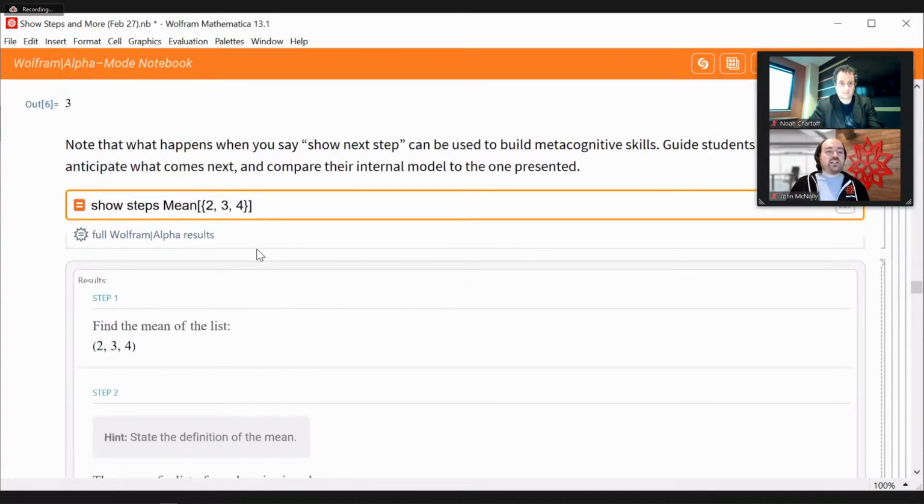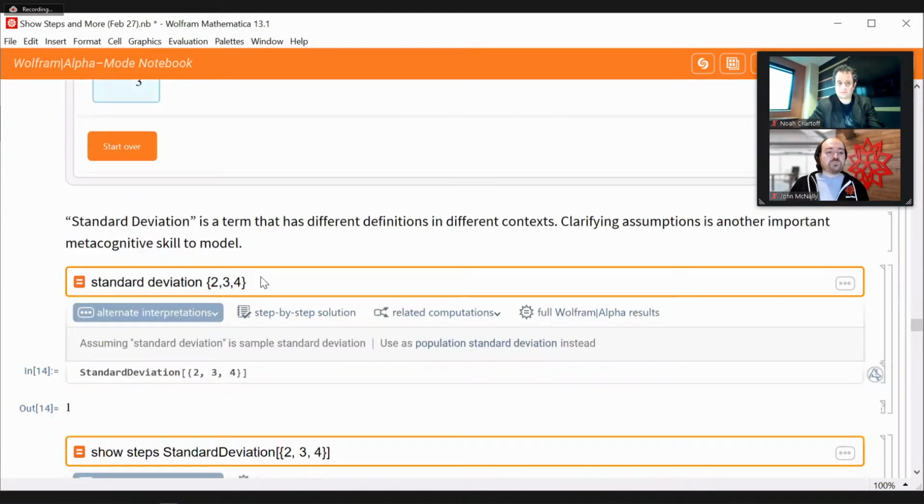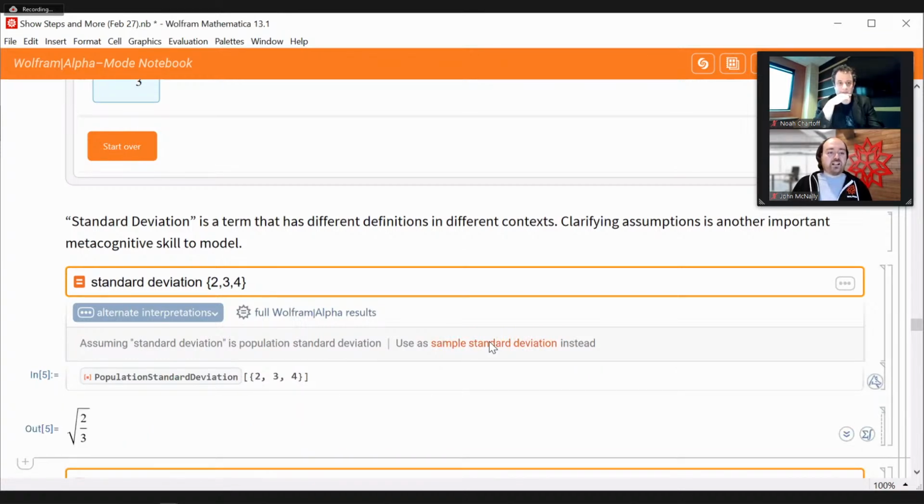So we can use tools like this as a metacognitive helper. Another thing that we can do is if there's a term like standard deviation, this means different things in different contexts, right? Am I talking about the sample standard deviation or am I talking about the population standard deviation? Very important question. Yeah, and so clarifying assumptions is another important metacognitive skill.